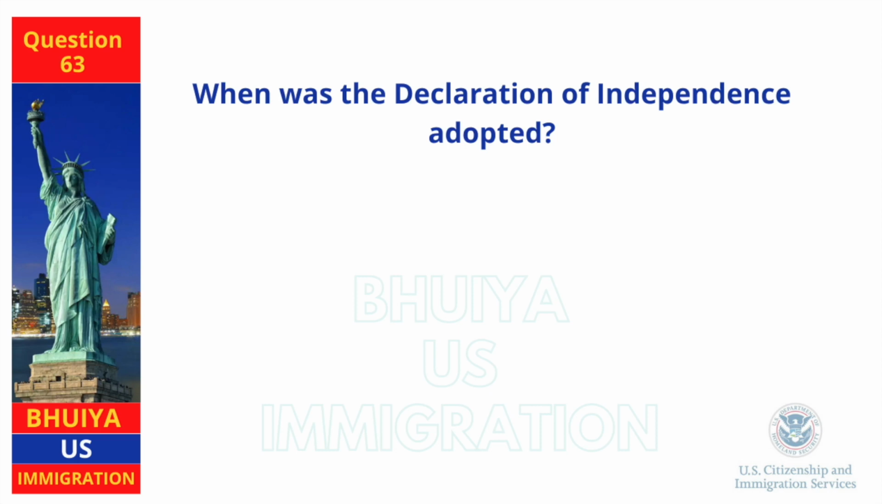When was the Declaration of Independence adopted? July 4, 1776. When was the Declaration of Independence adopted? July 4, 1776.